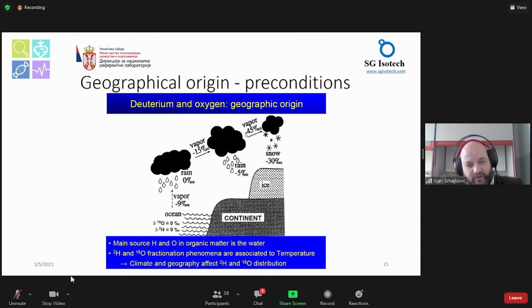They go further into continents. They again rain. The next level of heavier isotopes are rained down, so they become more light until it comes to the poles, where they make snow, and the snow is very depleted in deuterium and heavy oxygen. So these values, delta 18O and delta D values, are very negative compared to the equator, which we say is zero.